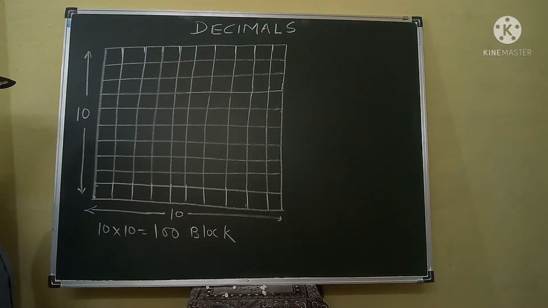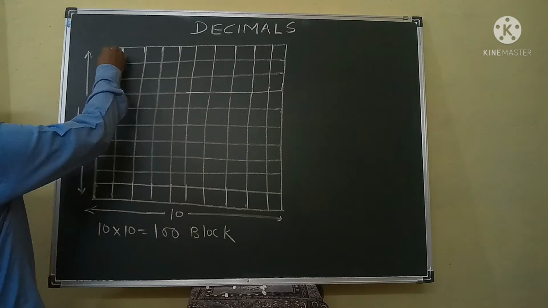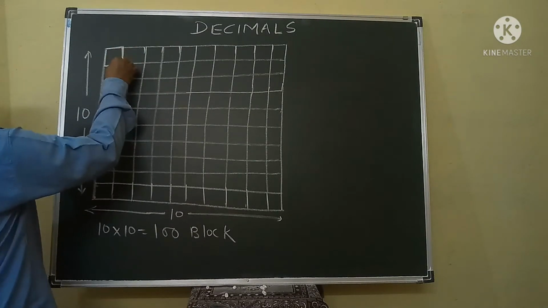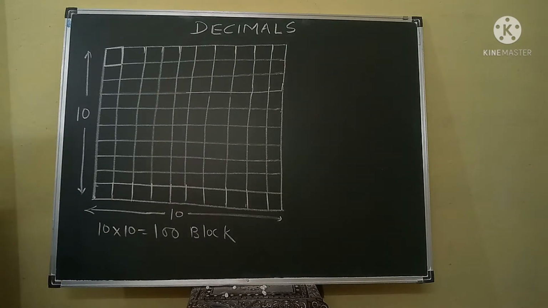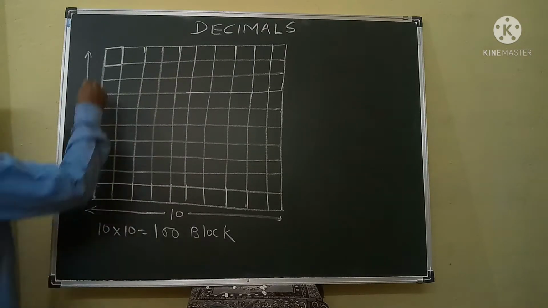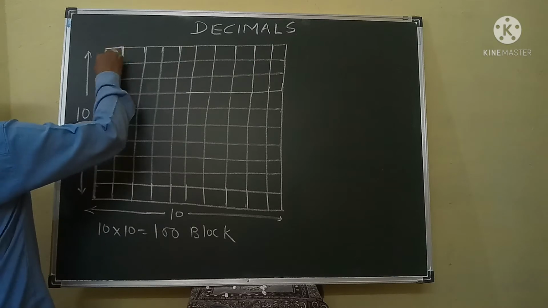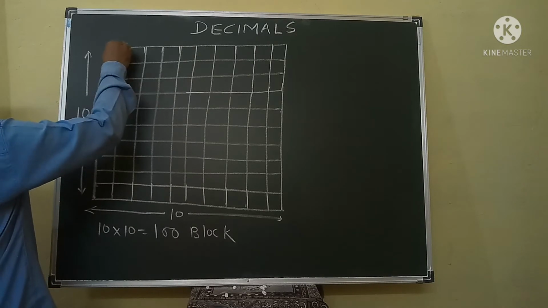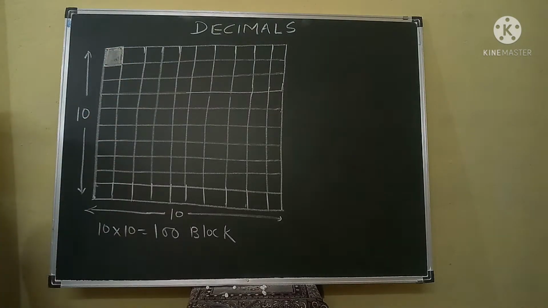Okay, now suppose you want to get the value of only one part. Suppose this is the first box. This is the first small box. Now let us set it. And I have one question. What is the value of this small block?